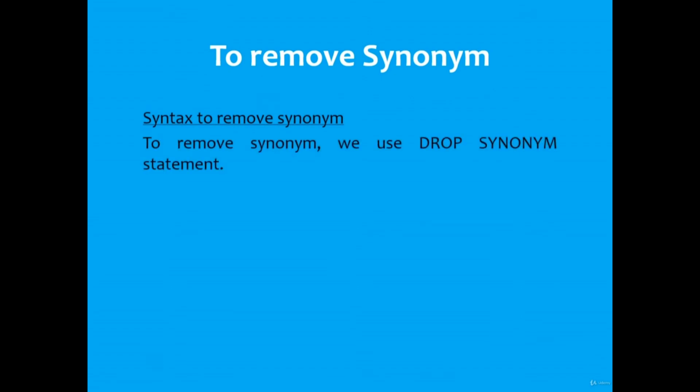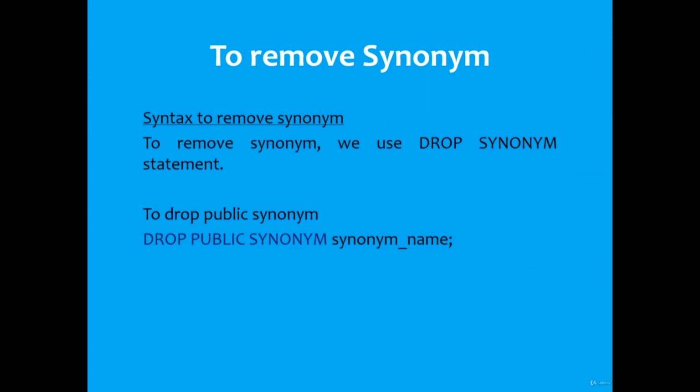Next we will see how to remove a synonym. Syntax to remove a synonym: to remove a synonym we use the drop synonym statement. To drop a public synonym, use the syntax drop public synonym synonym_name semicolon. Let's see the example. Drop public synonym employees semicolon. Here employees is a synonym name.